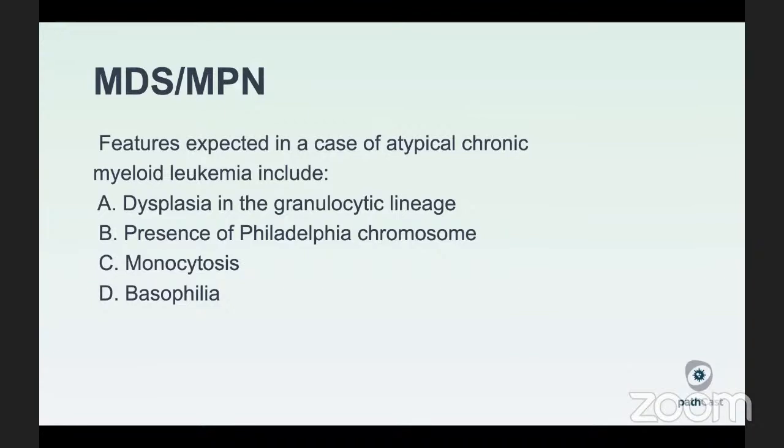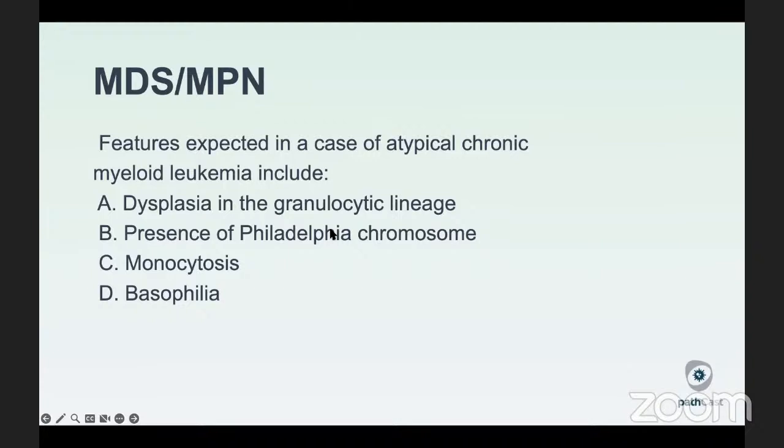MDS-MPN, the overlap syndrome: features expected in a case of atypical CML include which one of the following? Dysplasia in the granulocytic lineage, presence of Philadelphia chromosome, monocytosis, or basophilia. Atypical CML is one of the subtypes of MDS-MPN. It does have this granulopoiesis dysplasia, so answer A is the correct answer.